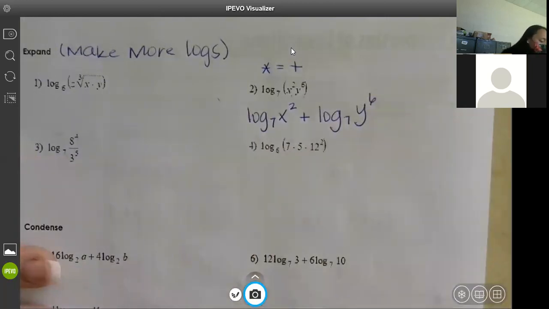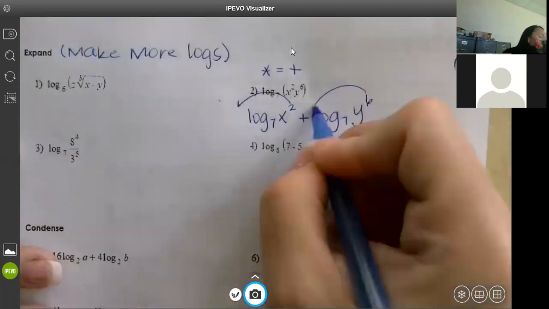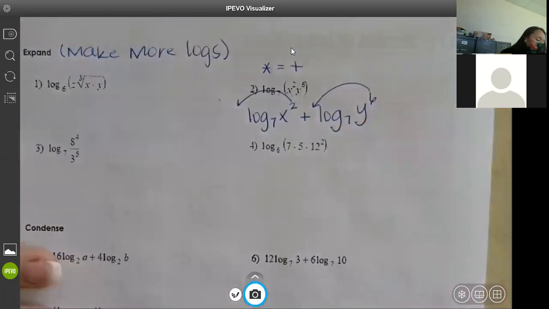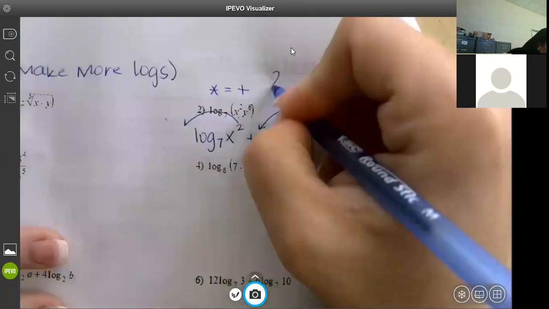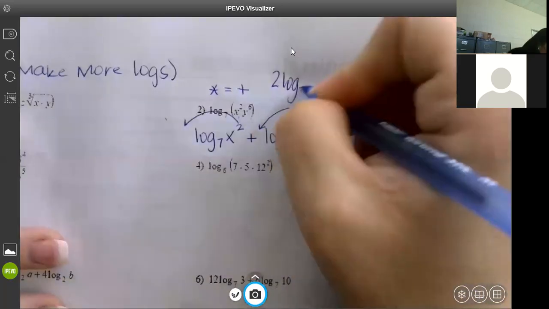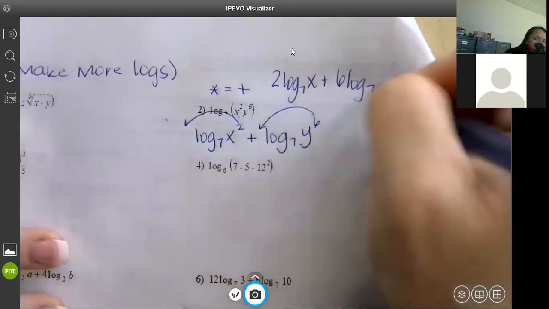And then if they want you to expand it more, check for that answer first. But then remember your power can move from front to back. So this one is going to end up being, and I'm going to write it at the top up here because I forgot about it, 2 log base 7 of x plus 6 log base 7 of y.